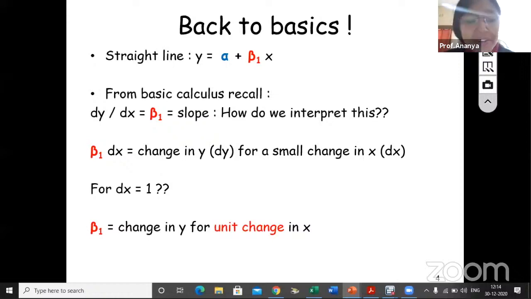So when we are estimating a regression line, the relation between two variables, a straight line relation between two variables, we are essentially estimating a line, and the slope of that line represents a change in your dependent variable for a unit change in your x variable. Let's look at some examples, and then of course we will unpack this further.